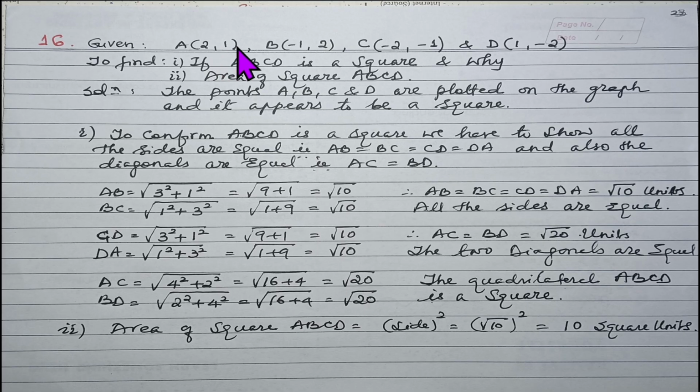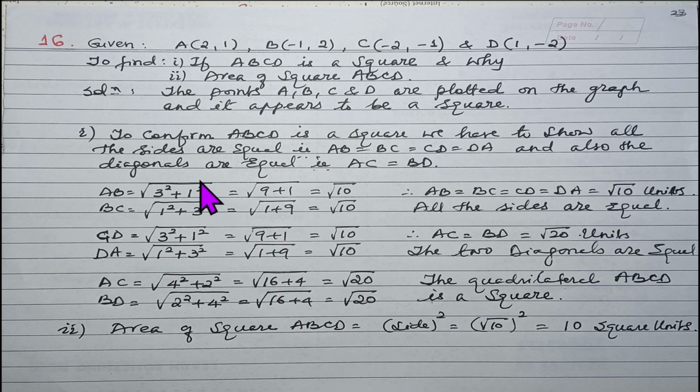Now the coordinates given are A(2, 1), B(-1, 2), C(-2, -1) and D(1, -2). We have to find if ABCD is a square and why it is a square, and to find the area of the square ABCD. The points ABCD are plotted on the graph and it appears to be a square. To confirm ABCD is a square, we have to show all the sides are equal, that is AB = BC = CD = DA, and also the diagonals are equal, that is AC = BD. So we have to find out the distances.